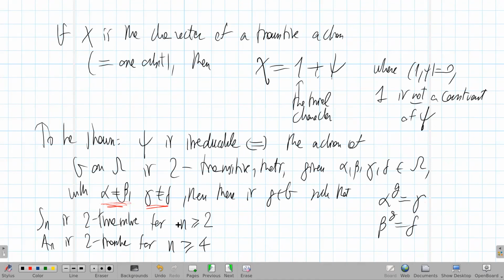And well, let's start from here. Okay, so S_n is actually, let's say, n-transitive, which means that you can take any n distinct elements to arbitrary n distinct elements. And the reason is simply that if you take 1 to n, okay, then you take an arbitrary permutation, okay?